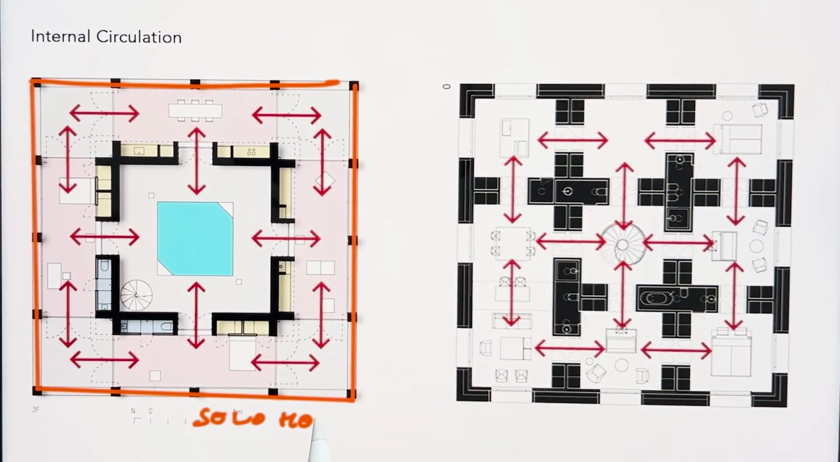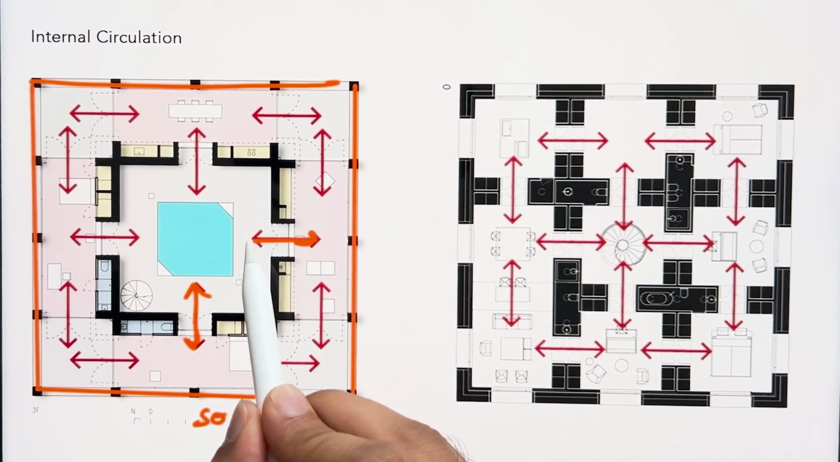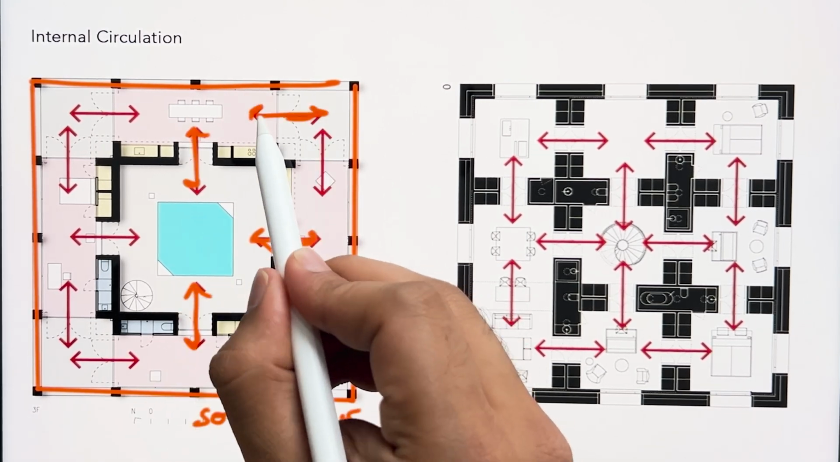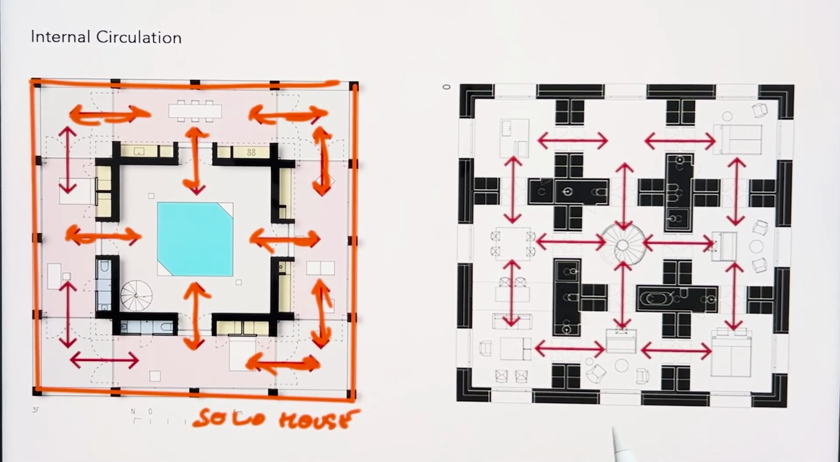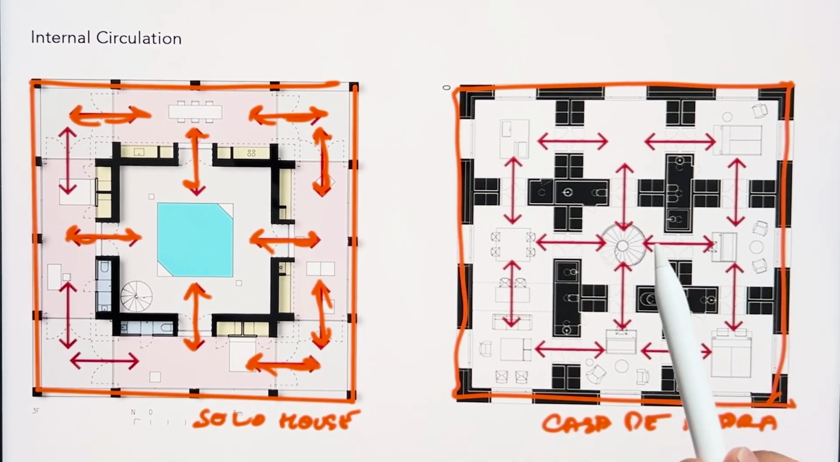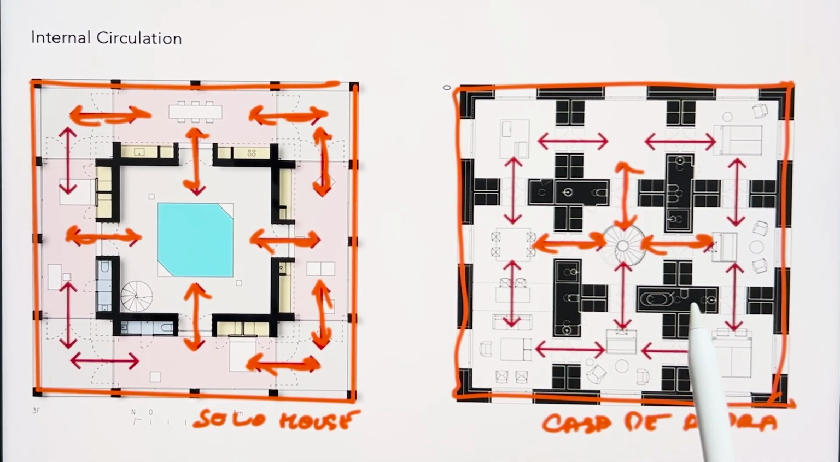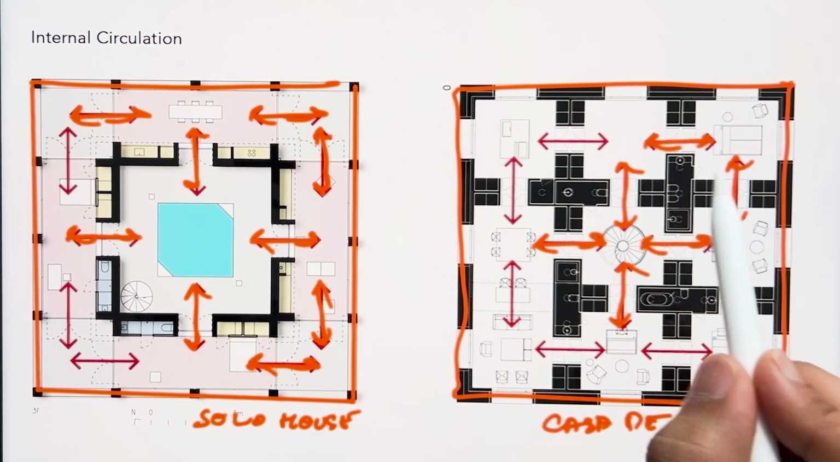The overall mass of both houses is square. In the Solo house, the spaces are interconnected. The living area, dining area, bedrooms flow into each other. Similarly, in Casa de Piedra, all the spaces are interconnected. The dining area, living area, kitchen, bedrooms are interconnected to each other.